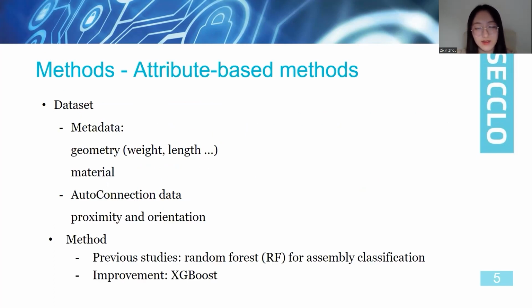Now let's look at the methods. For attributes, we use the metadata, which contains the geometry and material information, and the autoconnection data, which is calculated from the proximity and the orientation of the parts. Here we use the decision tree-based algorithm. In the previous studies, random forest has been used for assembly classification, and here we adapted it for our connection type classification problem. And we further investigate another variation of decision tree algorithm, which is called XGBoost.